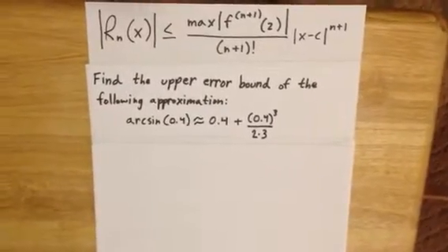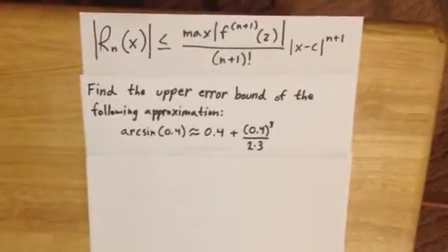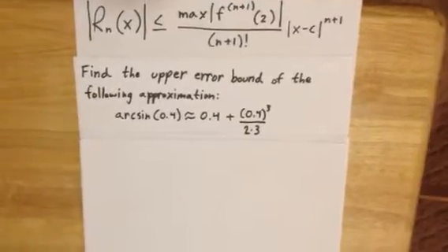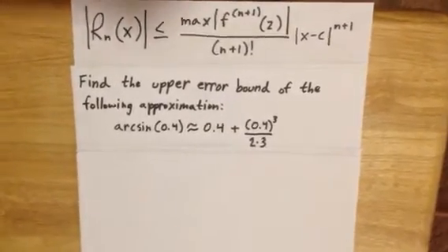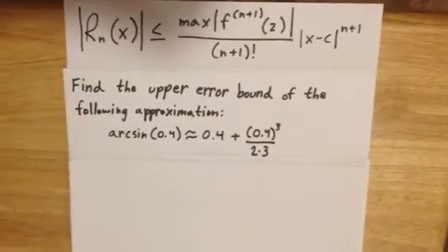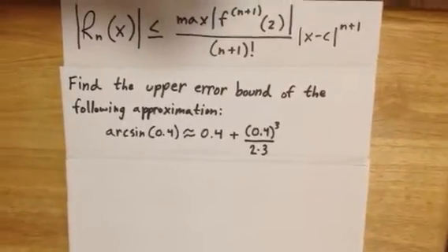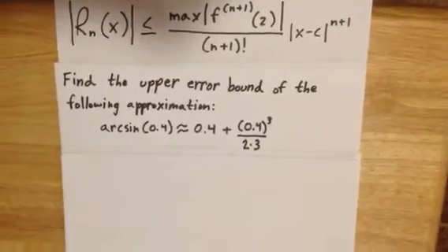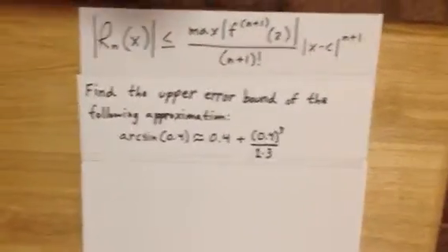Hello, today we will be doing another practice problem for Lagrange error bound. Our problem is: find the upper error bound of the following approximation for arcsine of 0.4.